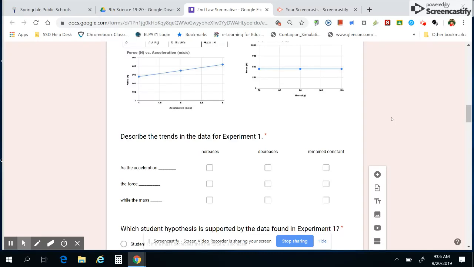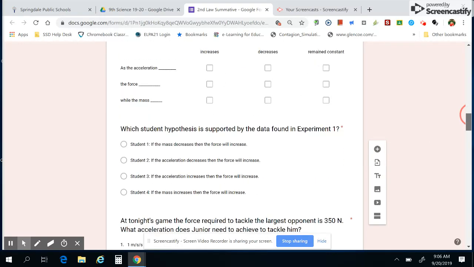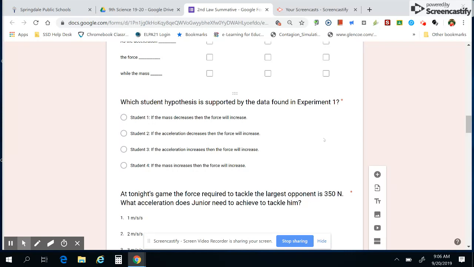As the acceleration increases, decreases, remains constant, the force increases, decreases, remains constant, while the mass increases, decreases, remains constant. Which student hypothesis is supported by the data in experiment 1? Student 1: if the mass decreases, then the force will increase. Student 2: if the acceleration decreases, then the force will increase. Student 3: if the acceleration increases, then the force will increase. Student 4: if the mass increases, then the force will increase.